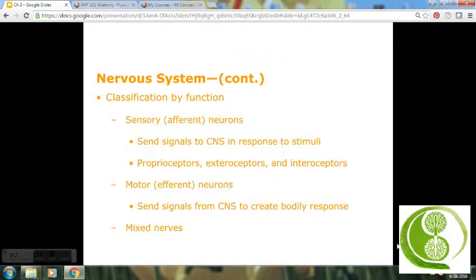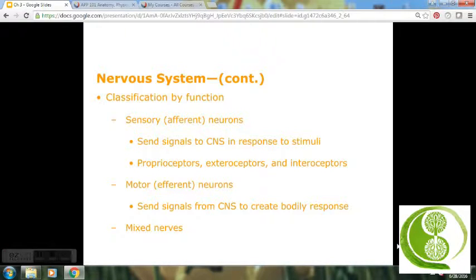Your sensory neurons or afferent neurons send signals to the central nervous system, which is the brain and the spinal cord, in response to a stimulus. So it's kind of like when you touch a hot stove, it sends the message up to the brain and spinal cord. And then there it processes it, and then it'll send the message back through the motor or efferent neuron. And it'll tell the muscle to contract and pull away from the hot stove.